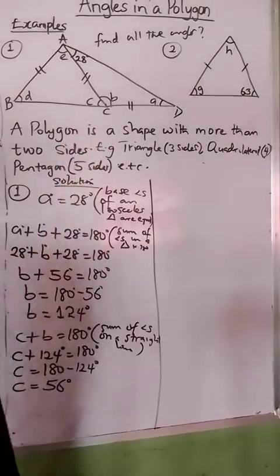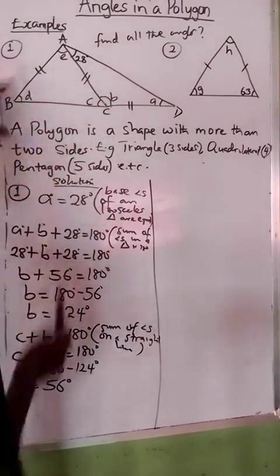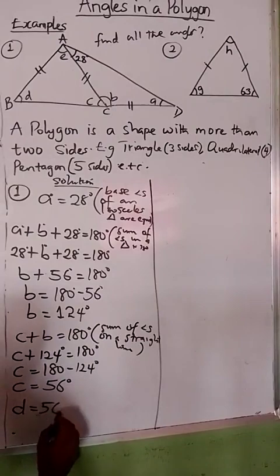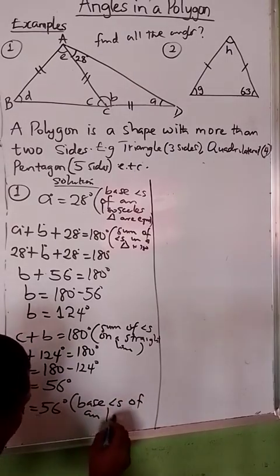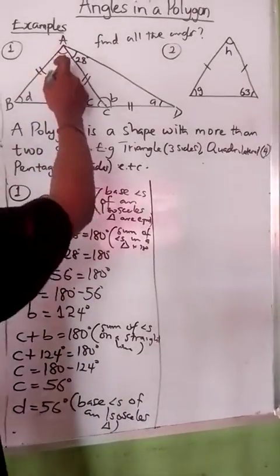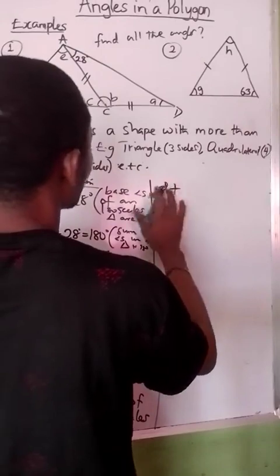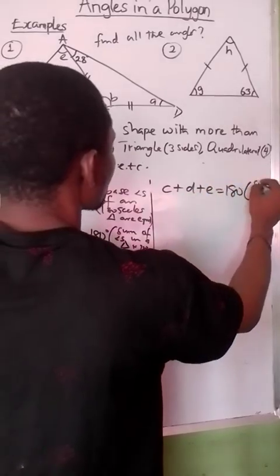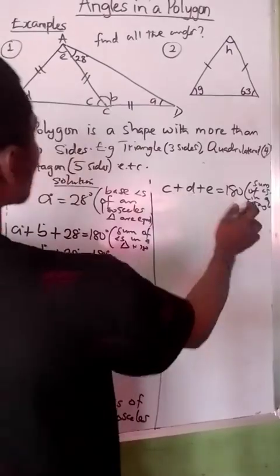So since we have gotten our C, then in an isosceles triangle, meaning D will also equal what? D equals 56 degrees, because of base angles of an isosceles triangle. So since we have gotten our C and D, how do we get our E? Then you say C plus D plus E equals 180. Why? Sum of angles in a triangle.